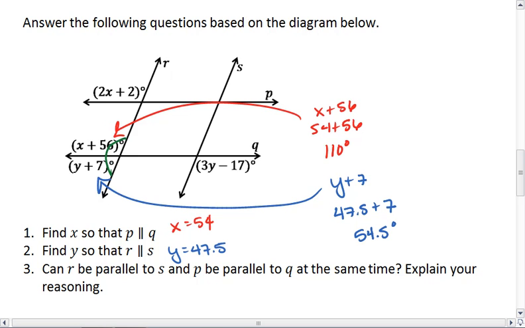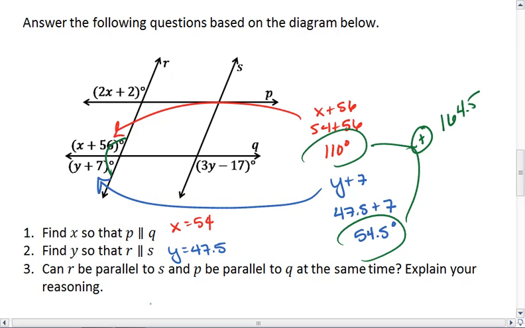Notice though, this is a linear pair. These two angles together should add to 180. But right now, these add to 164.5. Thus, no. We cannot have R parallel to S and P parallel to Q at the same time. It doesn't work.